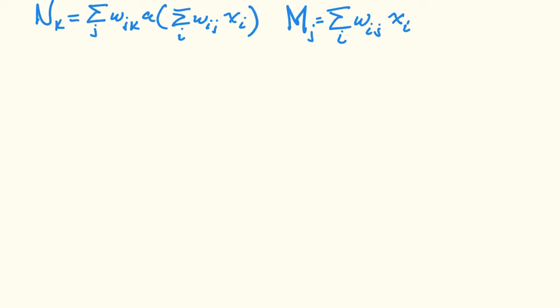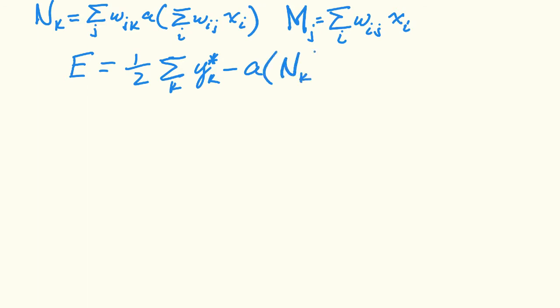All right, in this case, the error function then becomes 1/2 the sum across all K of Y star K minus the activation function of N K. And we'll just leave it like that for now, and we'll only expand out N sub K when we need to as we're taking the derivative.